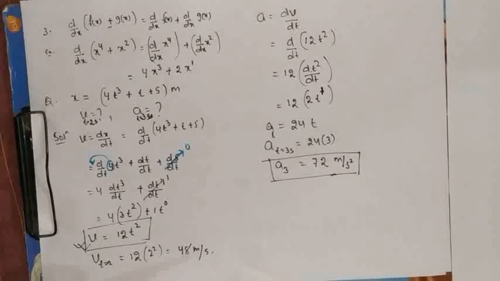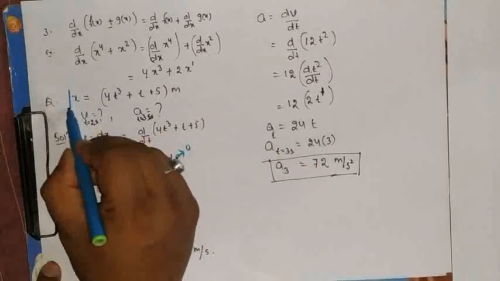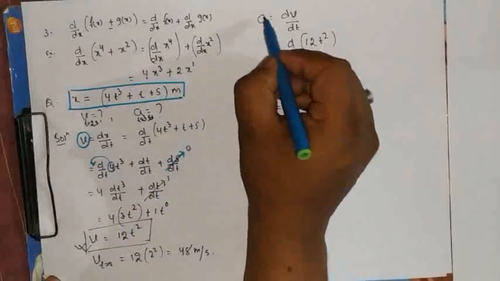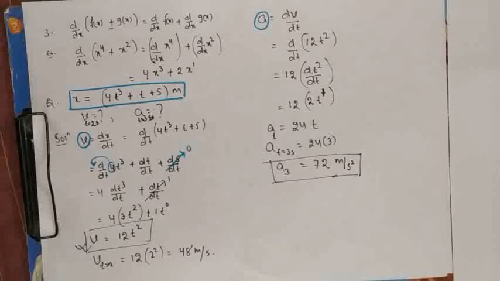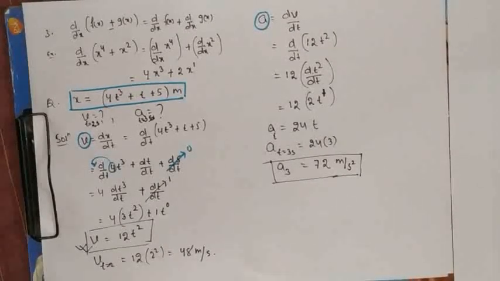From here we learned how to solve if distance is given, how to find speed and how to find acceleration. Now the question is, from here what other things can we find? We can draw the graph. We will see that in the next class.